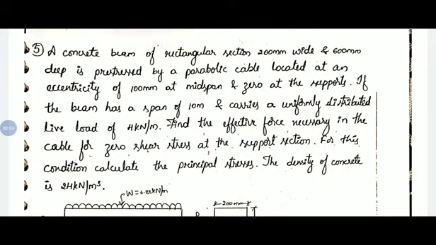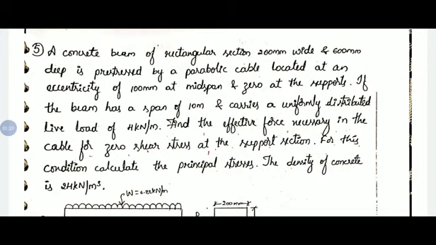So here a concrete cross section is given. It is a rectangular section of 200 by 600 mm size, and the cable is parabolic with maximum eccentricity of 100 mm at the center of the span and 0 at the support. The span of the beam is 10 meter, and it carries a load of 4 kN per meter. We need to find out what is the dead load. So find the effective force necessary in the cable for zero shear stress.